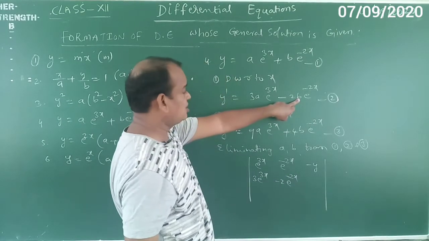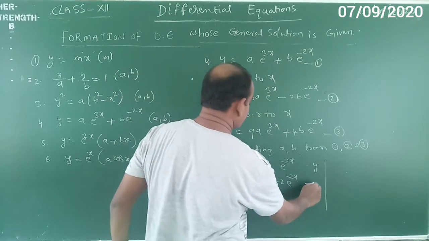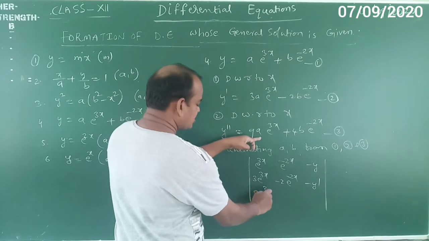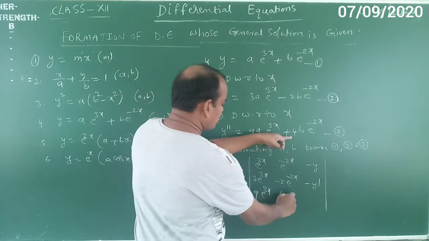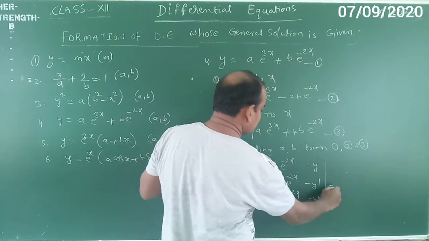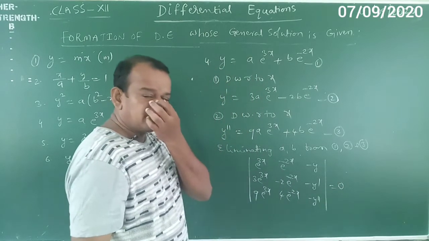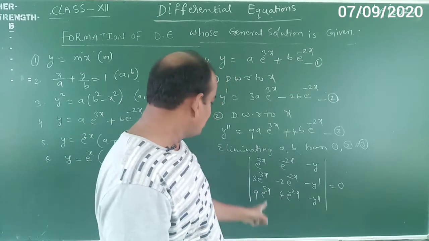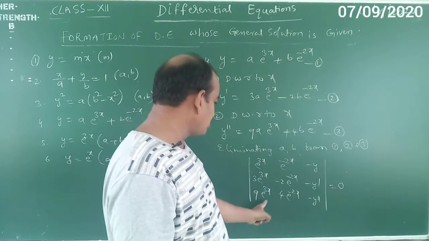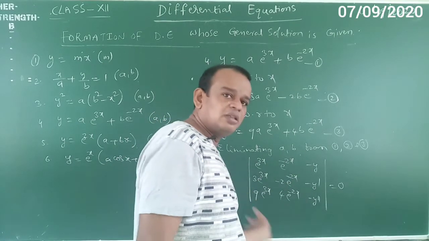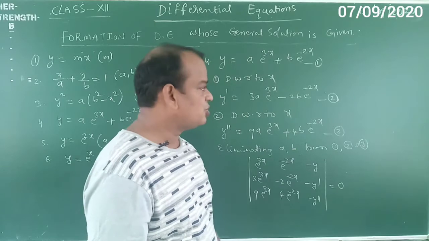I hope that you understood. Next, here the constant is minus y dash. Next, here 9 e power 3x, here 4 e power minus 2x, here minus y double dash is equal to 0. By the determinant property, we can take a common factor from any row or any column. Here e power 3x is taken common, e power minus 2x is taken common, and minus 1 is taken common, and that side must be equal to 0, my dear students.